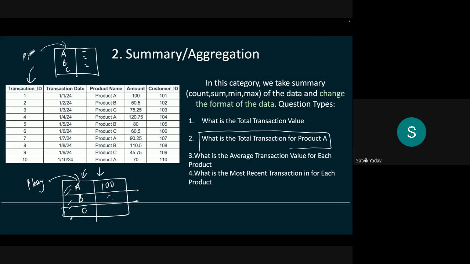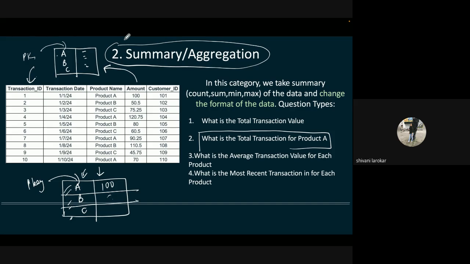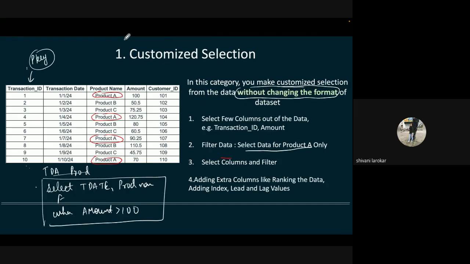This will become your key. So what happened? We have shifted from this table to this table. In this table, this was the primary key. In this table, this was the primary key. So the primary key has changed. This is called summary or aggregation questions. So in summary questions, primary keys get changed, and in customized selection, the primary key does not change. That means we are just filtering the data on the basis of a condition.